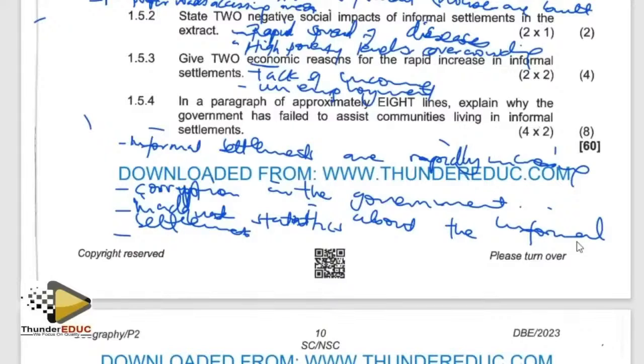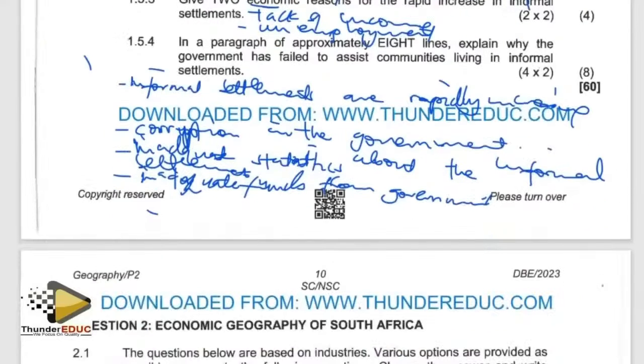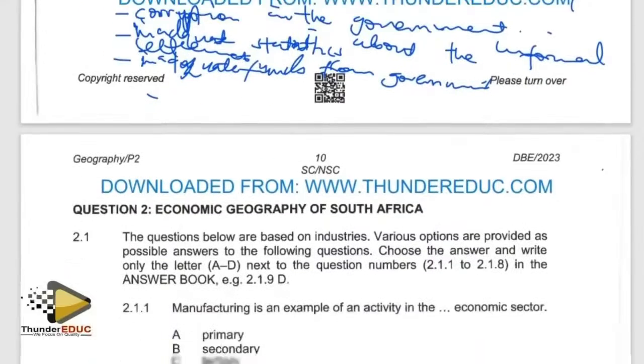Then you can also look at the fact that the government lacks enough funding, limited or inadequate funds. The government is not having enough money to do all that. So if you're to build for everyone, you have to spend billions and billions of money and trillions of money to ensure that everyone gets such assistance. So you can look at that and make a paragraph. Okay. We go to question 2.